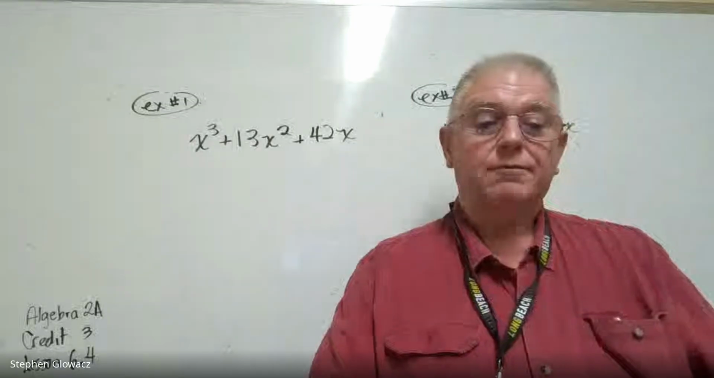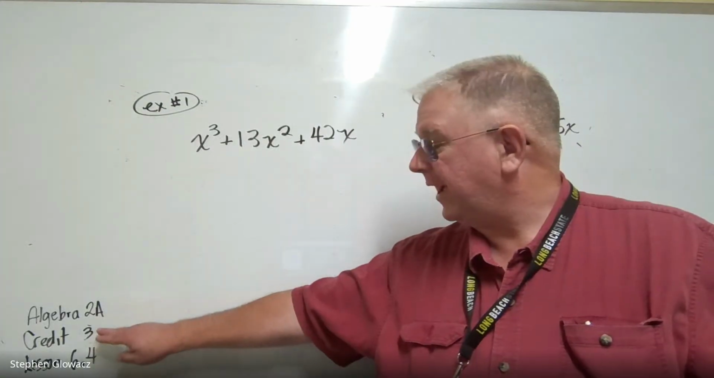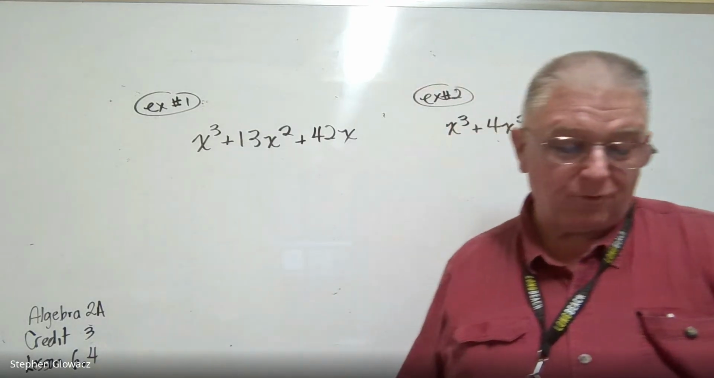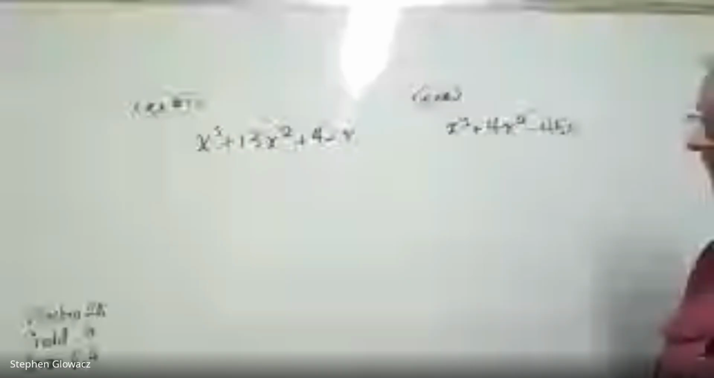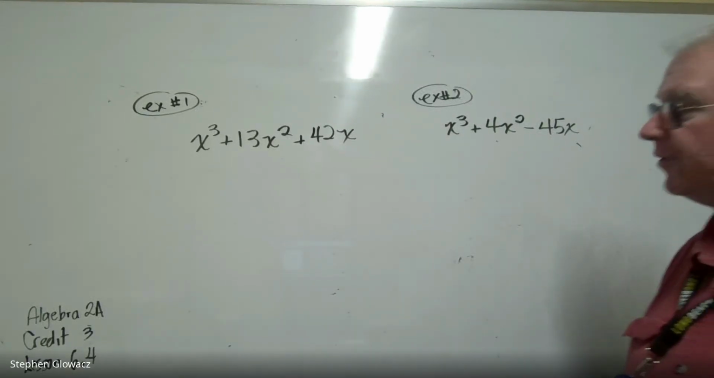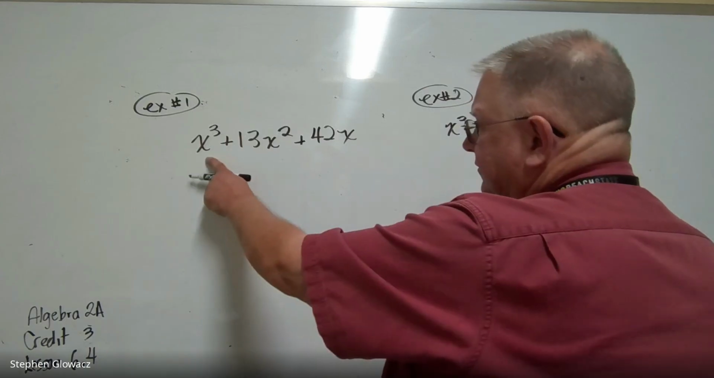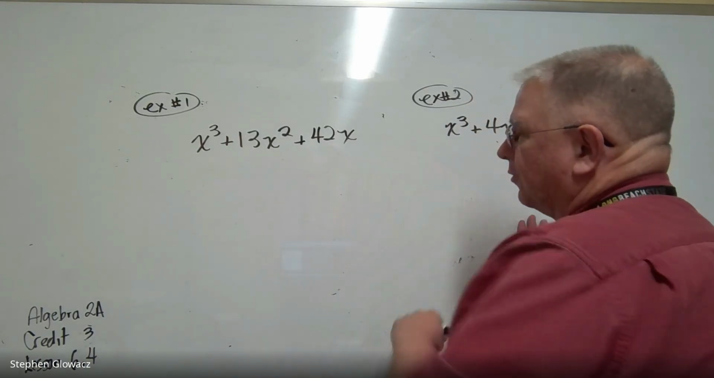These are the examples for Algebra 2A, Credit 3, Lesson 6.4. In Lesson 6.4, we're going to be doing several different types of factoring. Let's take a look at an example for number 1. We have x to the third plus 13x squared plus 42x.